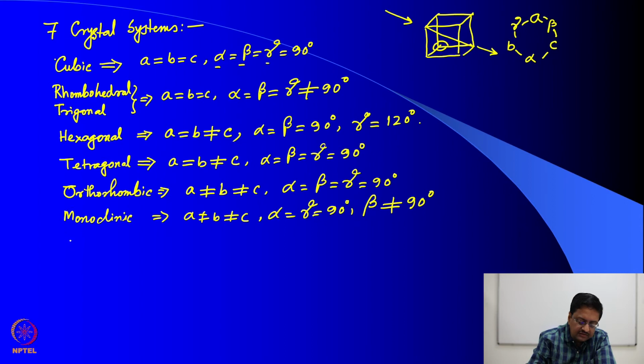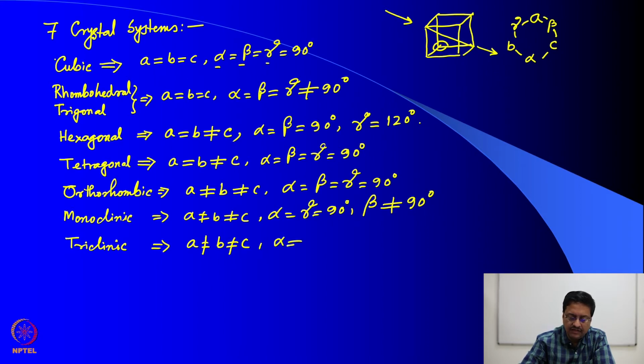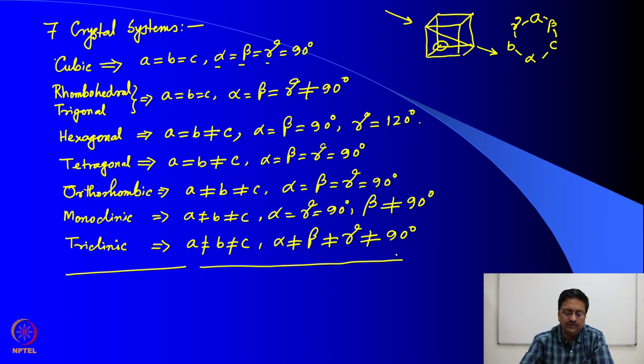The lowest symmetric crystal system is triclinic, where a not equal to b not equal to c, alpha not equal to beta not equal to gamma and not equal to 90 degrees as well. So, this is the lowest symmetric crystal system. So, these are the 7 crystal systems that are possible to be formed using the concept of translational symmetry elements being present in the crystal structure.